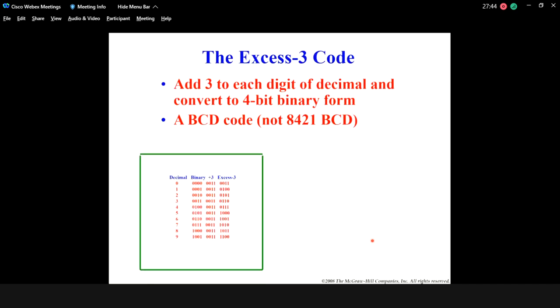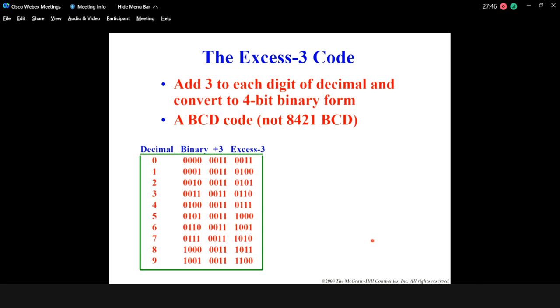And then after the first code they make from binary to decimal, they introduce another code, excess-3 code. In excess-3 code, each value of binary after conversion from decimal, they just add 3. They just add 3. Why do they add 3? Because they don't want others to know their code.